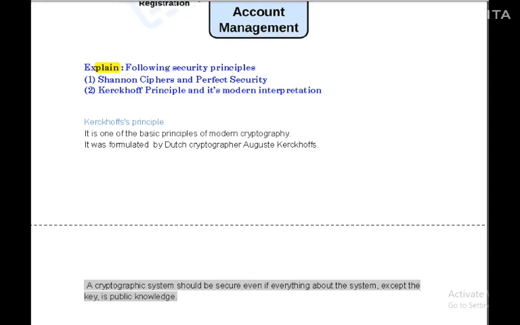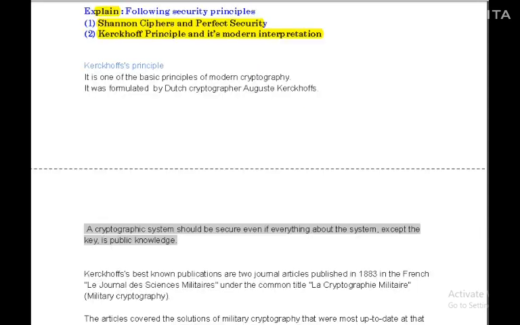Let us now see the second question. In the second question, we have to explain two principles: the first is Shannon's principle and the second is Kirchhoff's principle. Basically, we have to explain both of these principles with relation to the cryptography system. Let us now continue with Kirchhoff's principle.